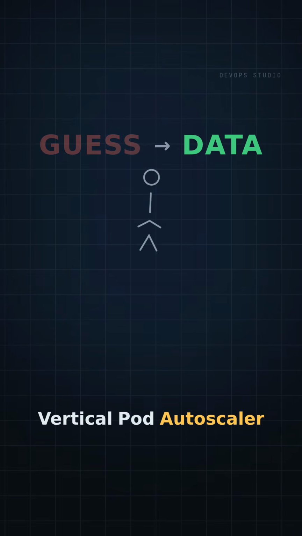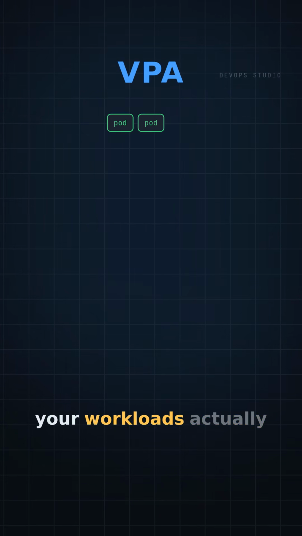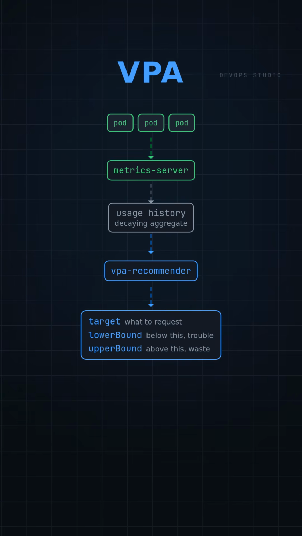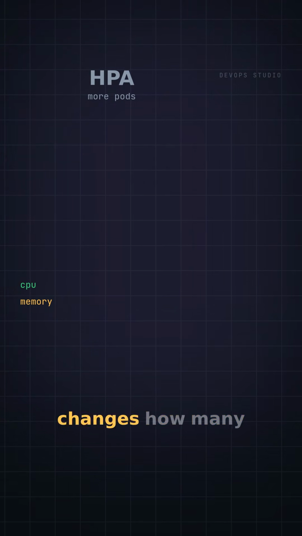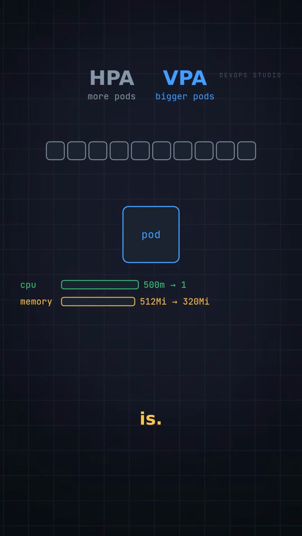Vertical Pod Autoscaler exists to replace that guess with data. It watches what your workloads actually consume and recommends the requests they really need. Where the Horizontal Pod Autoscaler changes how many replicas you run, VPA changes how big each pod is.